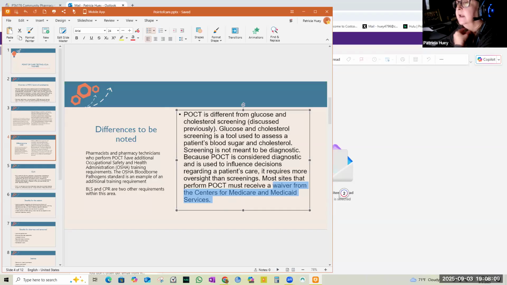So pharmacists and the techs who perform the POCT have additional Occupational Safety and Health Administration, otherwise known as OSHA, training requirements. They need to go on and do an OSHA bloodborne pathogen training standard. That is one of the examples. Also, BLS, which is basic life support, and CPR are two other requirements within this area that most pharmacies will require you to have. And that is because if something should go wrong, and hopefully it never does, when you're working, you need to be able to know how to respond appropriately before emergency personnel arrive.